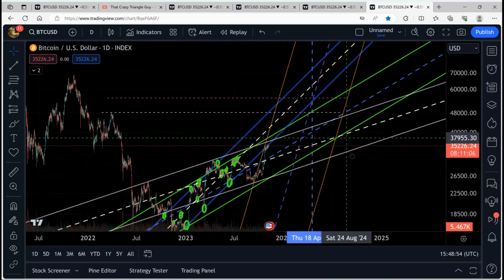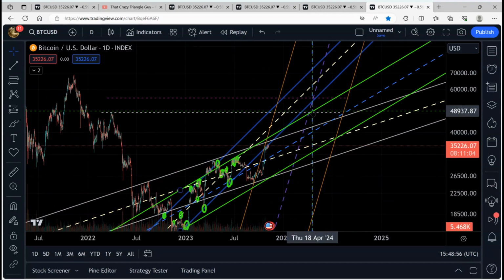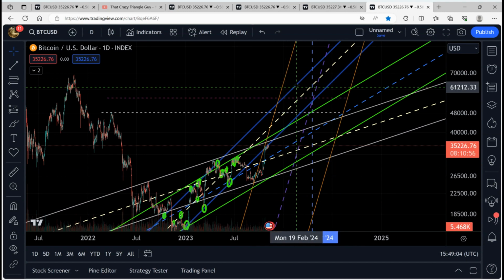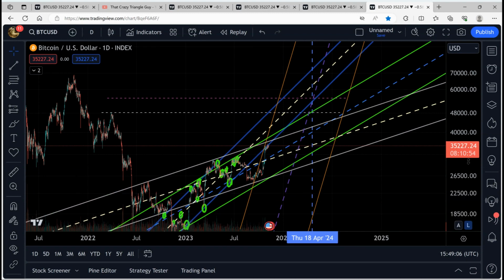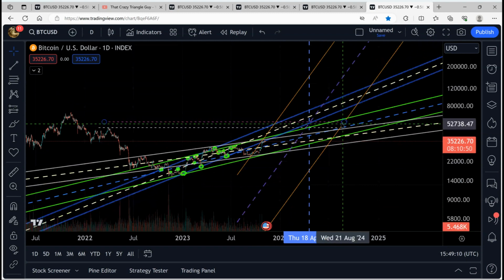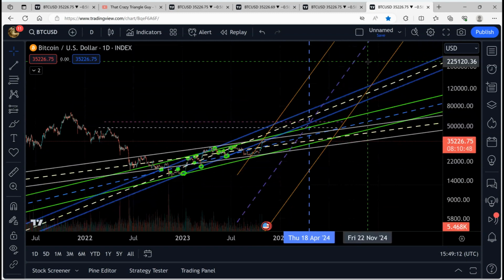So we know what we're going to be during the halving, 48,000 right here. We know where we're going to be in June when we start our parabolic run. The orange channel is where our parabolic run will occur, here in this lower portion of the orange channel.